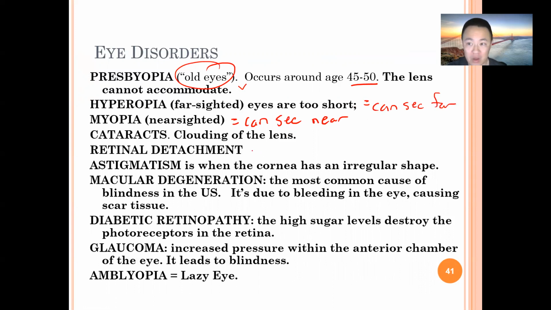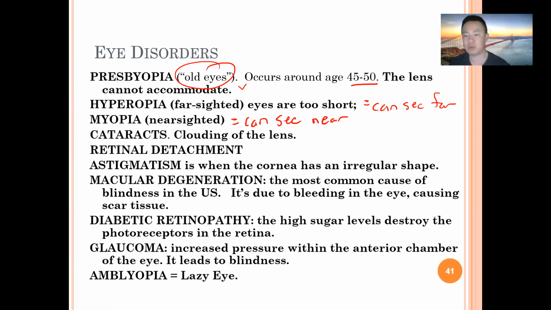Retinal detachment we've talked about, where the retina becomes detached, maybe due to a blow to the head, maybe a baseball bat has hit there. It's very deadly, and within 24, 48, sometimes 72 hours, that can lead to permanent blindness. So you have to go to an ER. This is an emergency situation. Astigmatism here is when the cornea has an irregular shape.